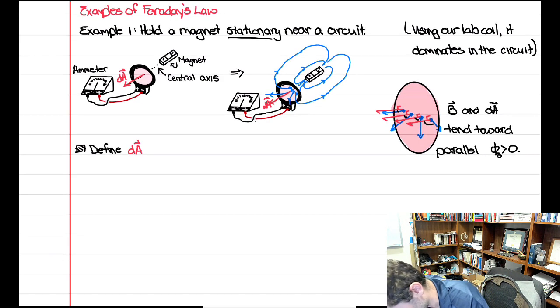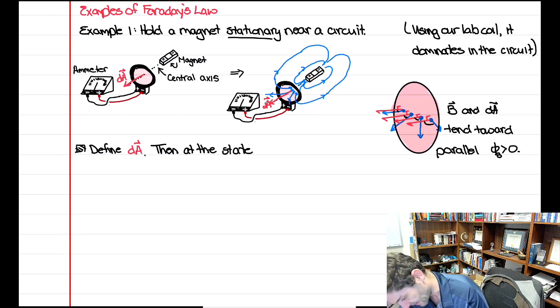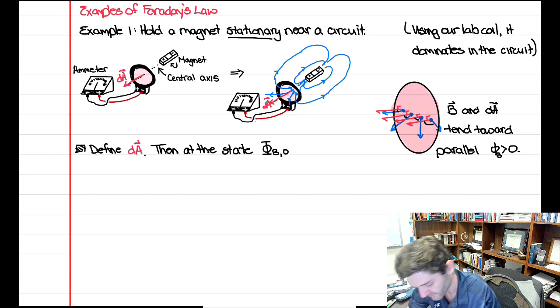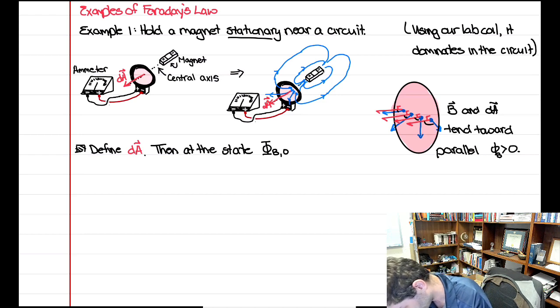So I'm going to define dA. We've done that now, and I've added that to the drawings. Then at the start, we're not moving a magnet, so it's not actually going to be that impressive. Then at the start, there's some initial magnetic flux. I'll call it phi B comma O. This is the initial state.